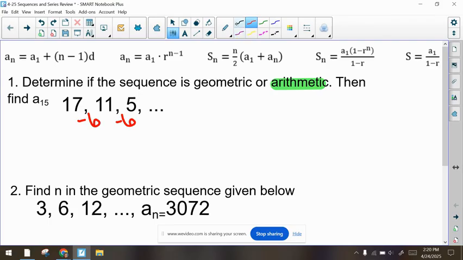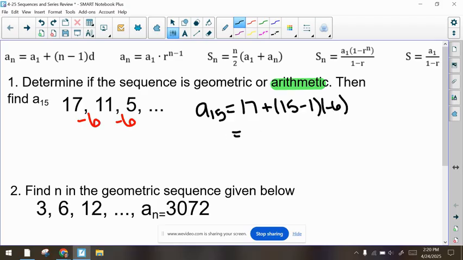They then want me to find the 15th term. So we're going to find a sub 15. When I look at my formulas across the top, the one that we use for an arithmetic sequence is the first one, where the first term is 17 plus 15 minus 1. So whatever that subscript is here attached to the a, that's your n value. So 15 minus 1 times our common difference of negative 6.